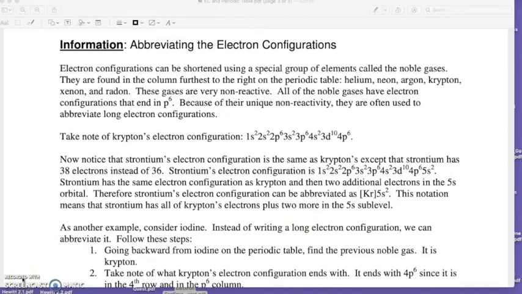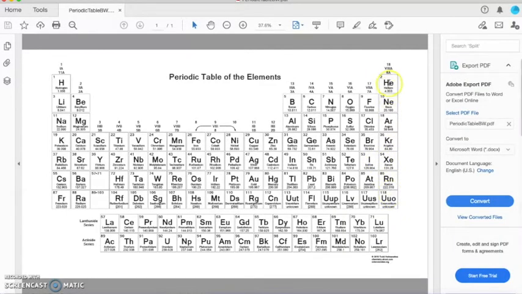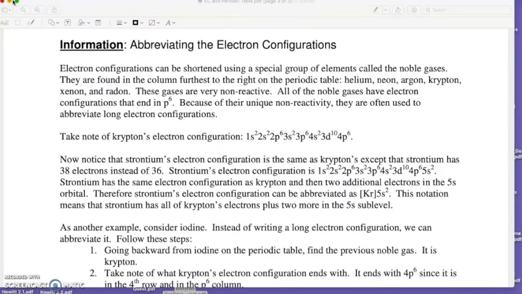They are found in the column furthest to the right of the periodic table: helium, neon, argon, krypton, xenon, and radon. So when we look at the periodic table over here, those are the noble gases, right? And we talked about that earlier. These gases are very non-reactive.